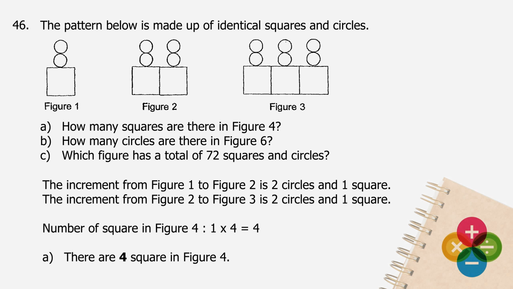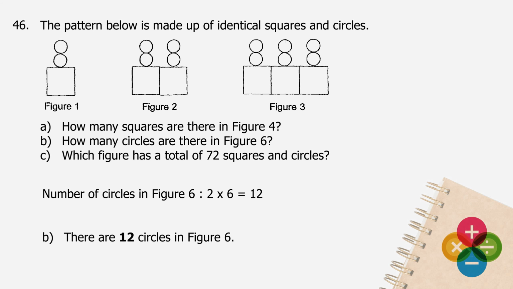The increment from Figure 1 to Figure 2 is 2 circles and 1 square. The increment from Figure 2 to Figure 3 is 2 circles and 1 square. The number of squares in Figure 4 will be, multiply 1 by 4, and the product is 4. A. There are 4 squares in Figure 4. The number of circles in Figure 6 will be, multiply 2 by 6, and the product is 12. B. There are 12 circles in Figure 6.